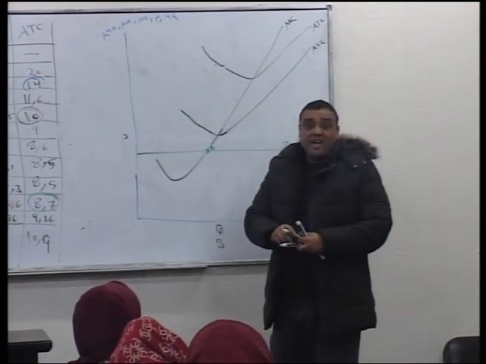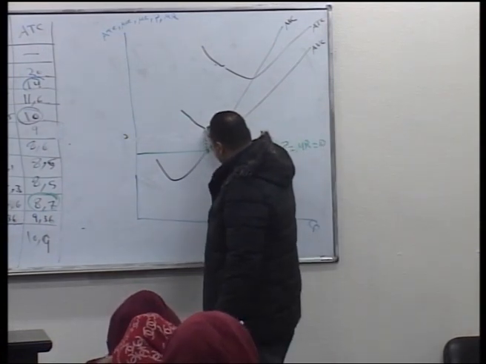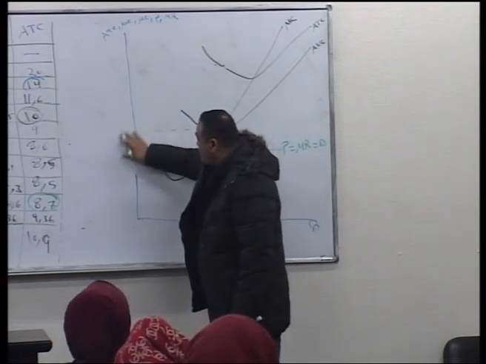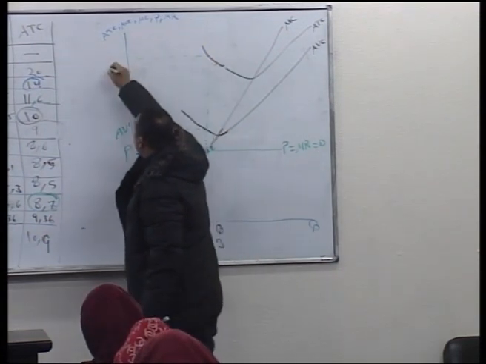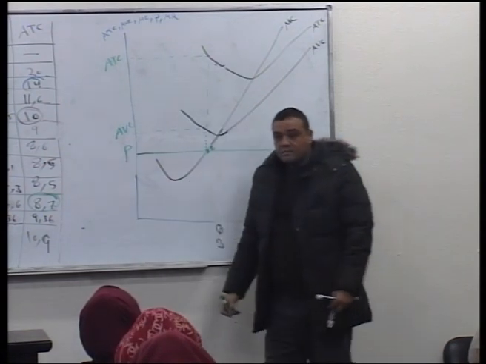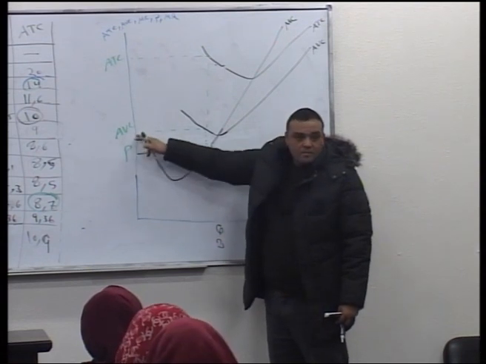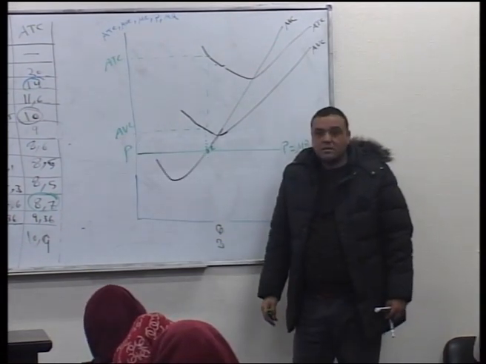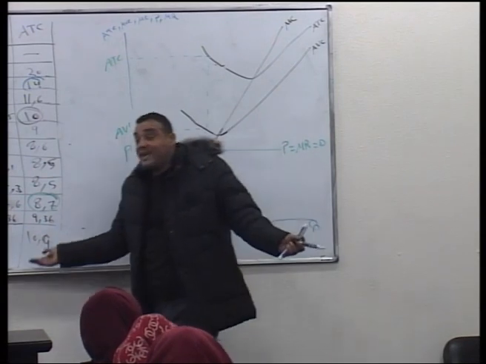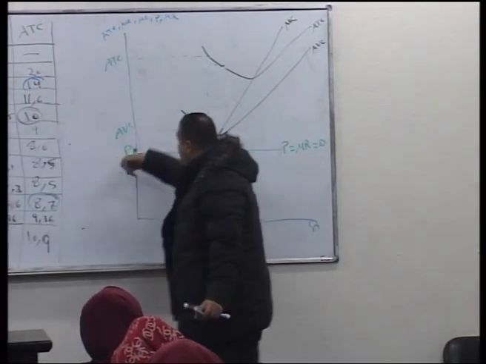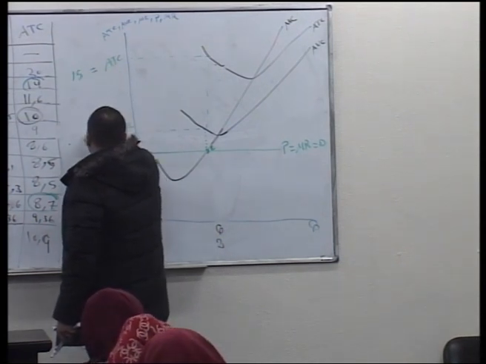To determine the value of AVC, we have to take a vertical distance to AVC. This intersects with AVC, and this is the price. And this is ATC. What about AVC? AVC is bigger than the price. So what is your advice to this business? To close down.